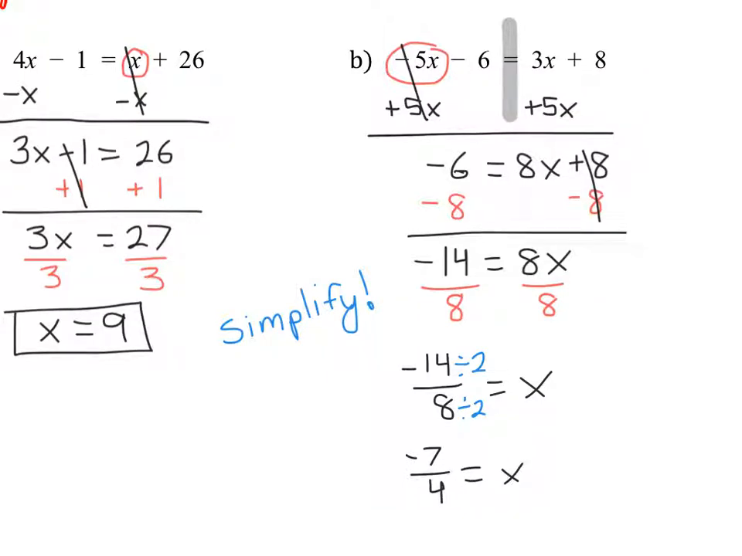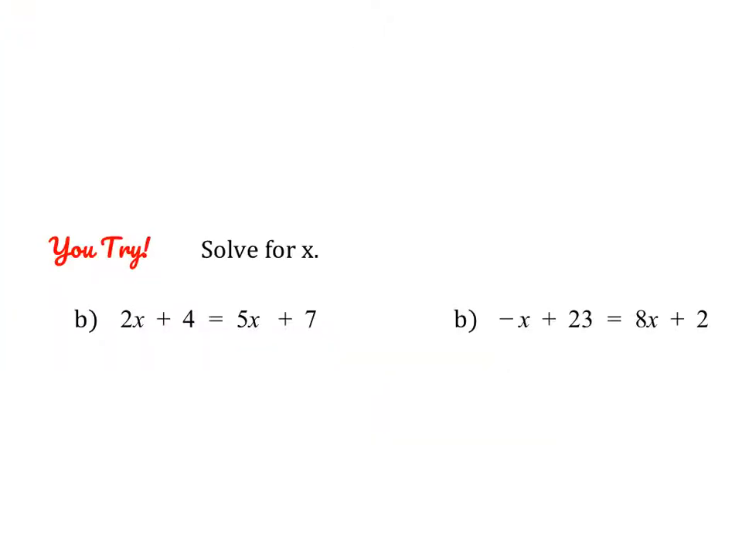Now before you box your answer, you should check to see if you can divide more. However, there's no number that goes in evenly to both 7 and 4, so our answer is negative 7 over 4 equals x. All right, at this point, I'm going to ask you to pause the video and give these two a try. We'll check our answers in just a few seconds.